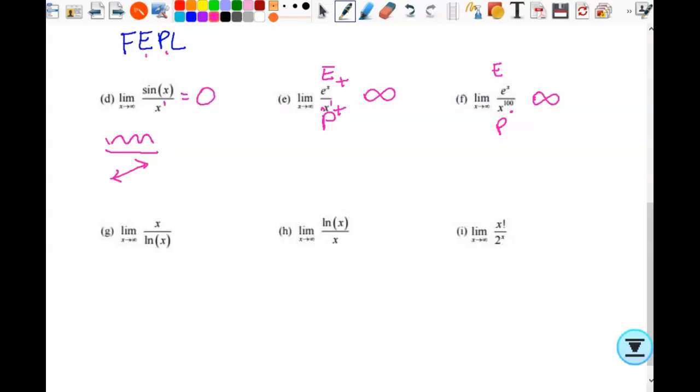So then, x over the natural log of x. This x represents a polynomial. This represents a log. People come before legs. So it means that it's top heavy. And so my answer is infinity.